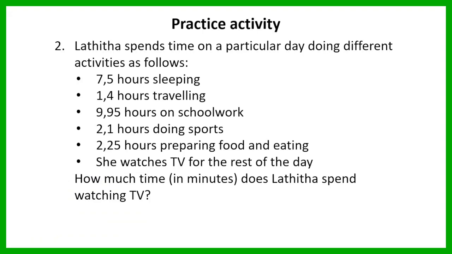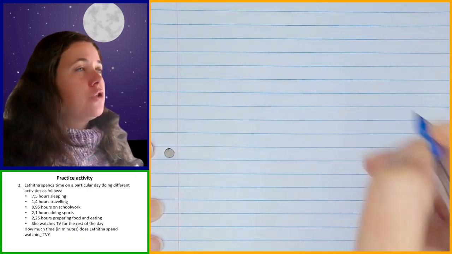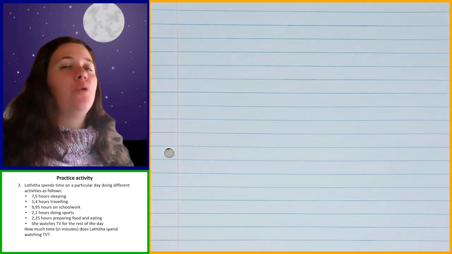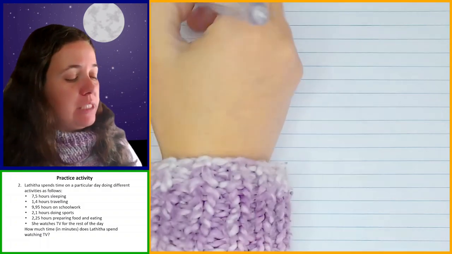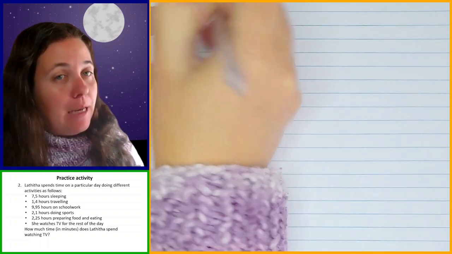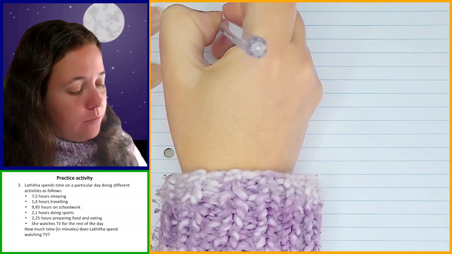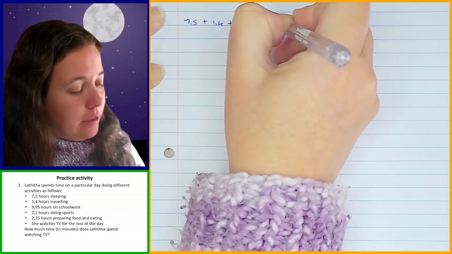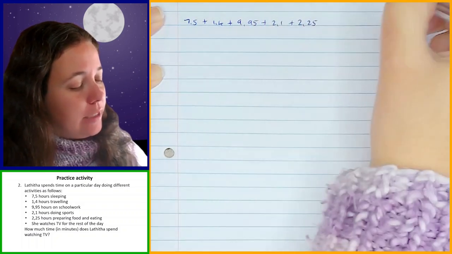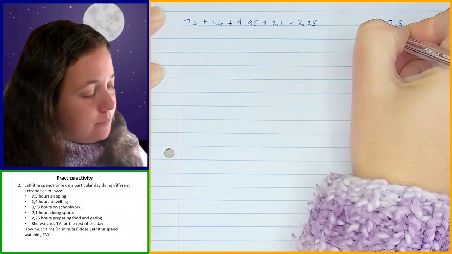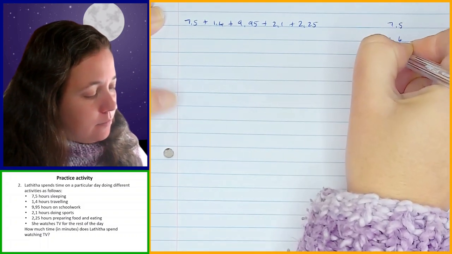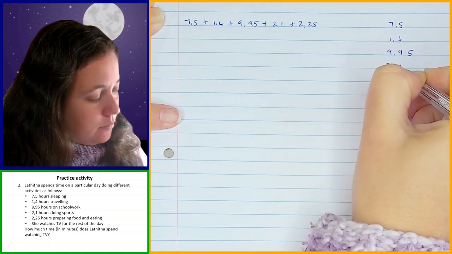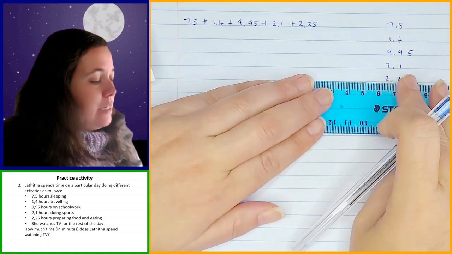Okay, so let's go through that and see how you did. So first of all, you needed to add up all the times that you spent doing everything else besides watching TV. So we've got 7.5 plus 1.4 plus 9.95 plus 2.1 plus 2.25. Okay, so now let's work that out. Okay, and we're going to add all of those up.